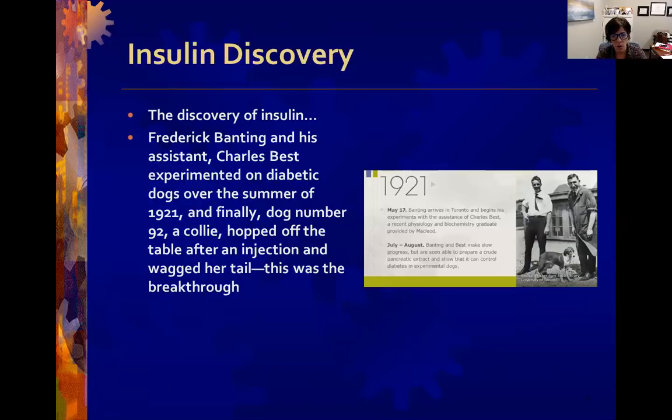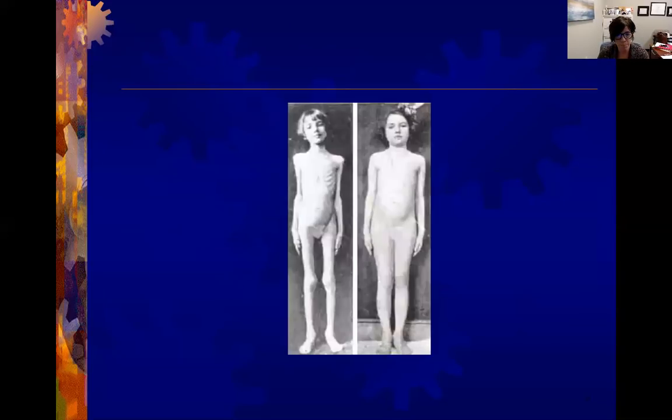Imagine how awesome this was. Everyone died within 3 months of knowing that they had diabetes. So when insulin was discovered, it was just remarkable. And again, these pictures are from last year. This was Elizabeth Hughes, who was the first American to get diabetes. Here she is coming to Toronto to get insulin.